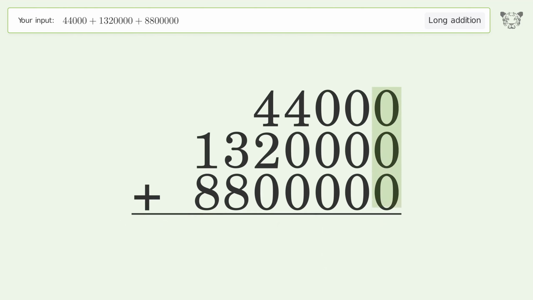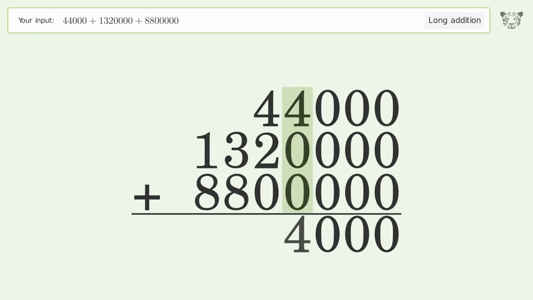0 plus 0 plus 0, equals 0. 0 plus 0 plus 0, equals 0. 0 plus 0 plus 0, equals 0. 4 plus 0 plus 0, equals 4. 4 plus 2 plus 0, equals 6.